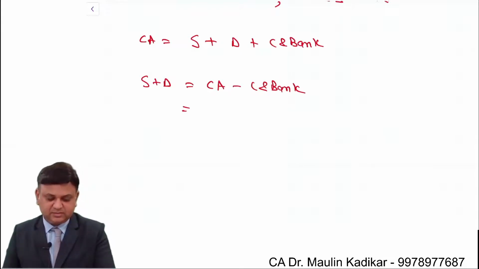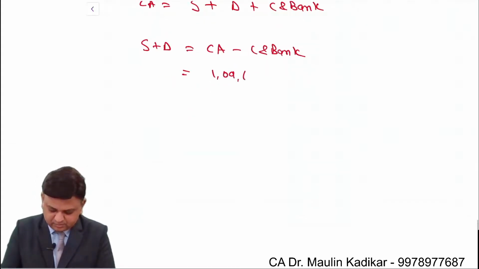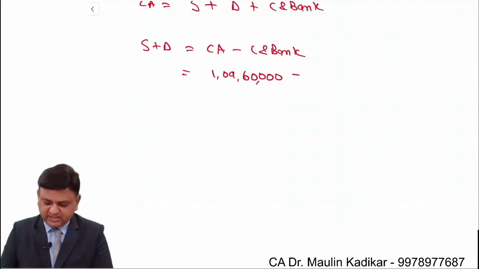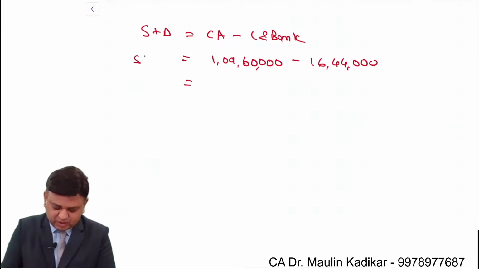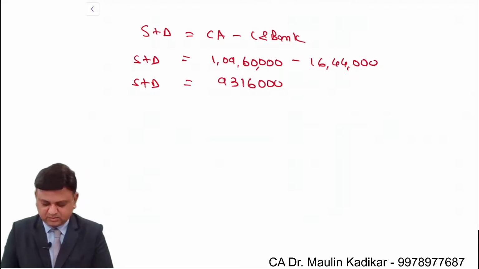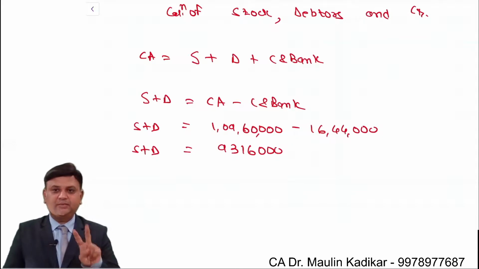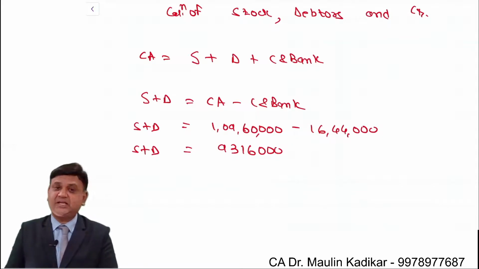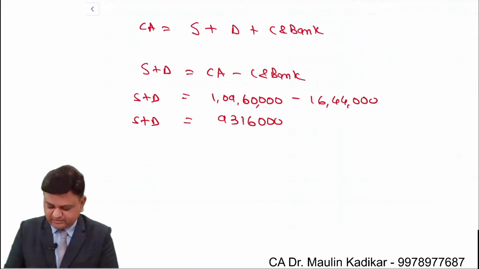Current assets value is 1 crore 9 lakh 60,000. Cash and bank is 16 lakh 44,000. So the remaining, stock plus debtors, is 93 lakh 16,000. We do not know the stock value, we do not know the debtors value, but we know that the total of both of them is 93 lakh 16,000. Okay, no problem. We got this as equation number 1.